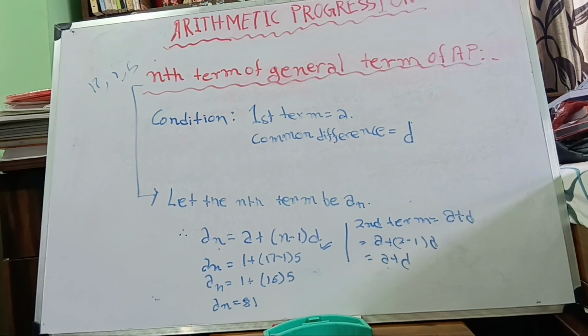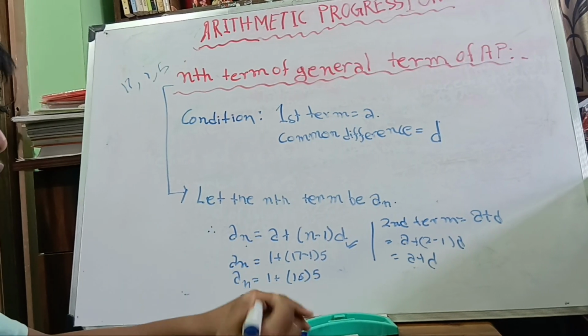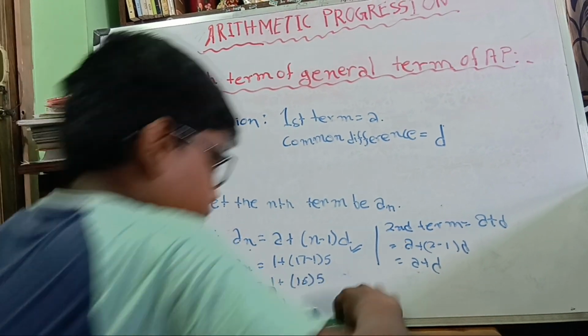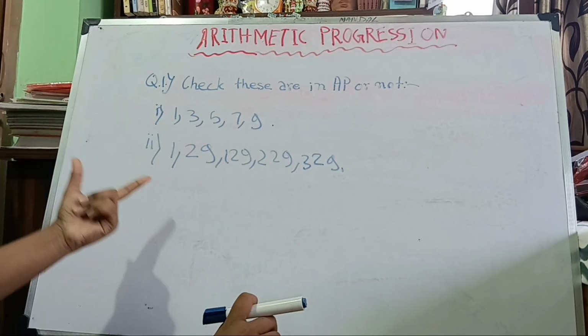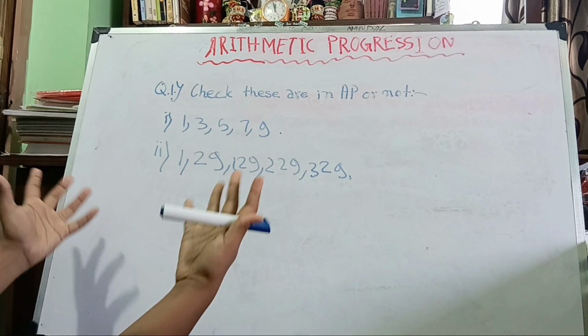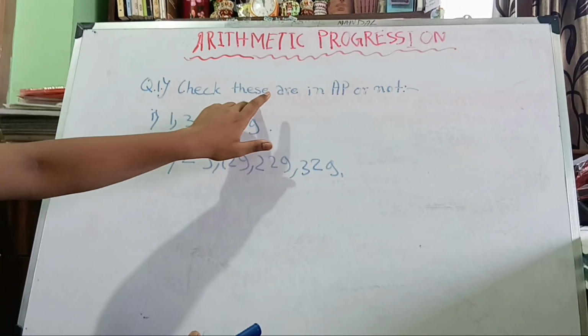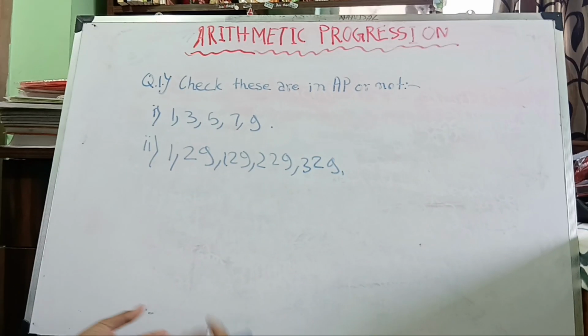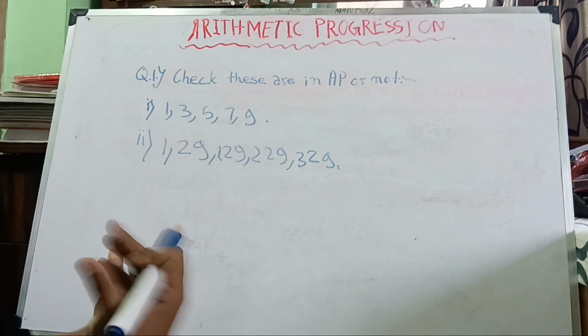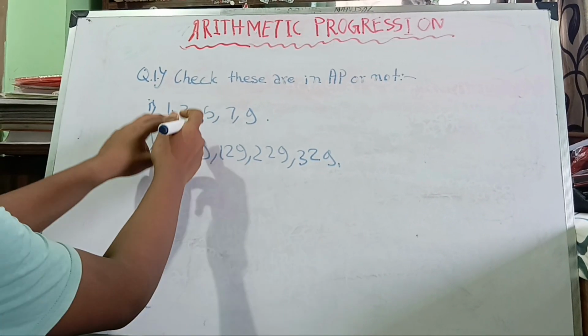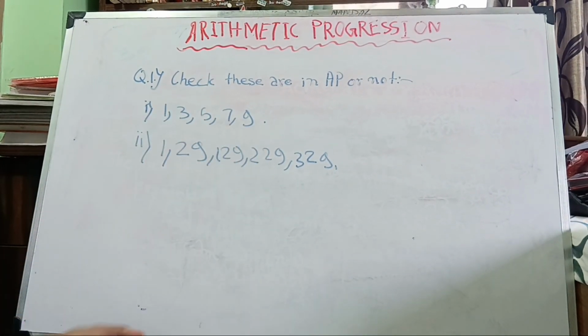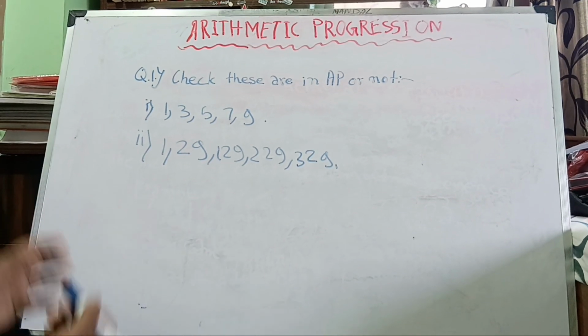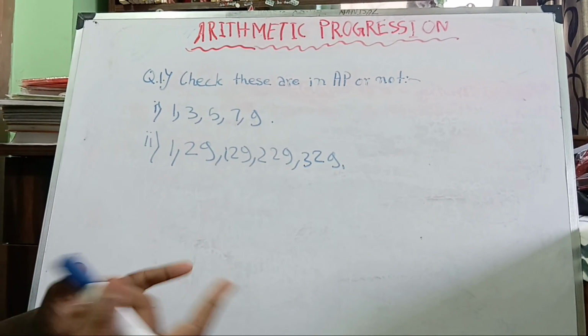So let's do some questions. You will understand this formula. We have got a question. The question says check whether these are in AP or not. We have to simply check the common difference. If the common difference is equal between the consecutive terms, we can say that this is in AP. Now, how do we answer this question?